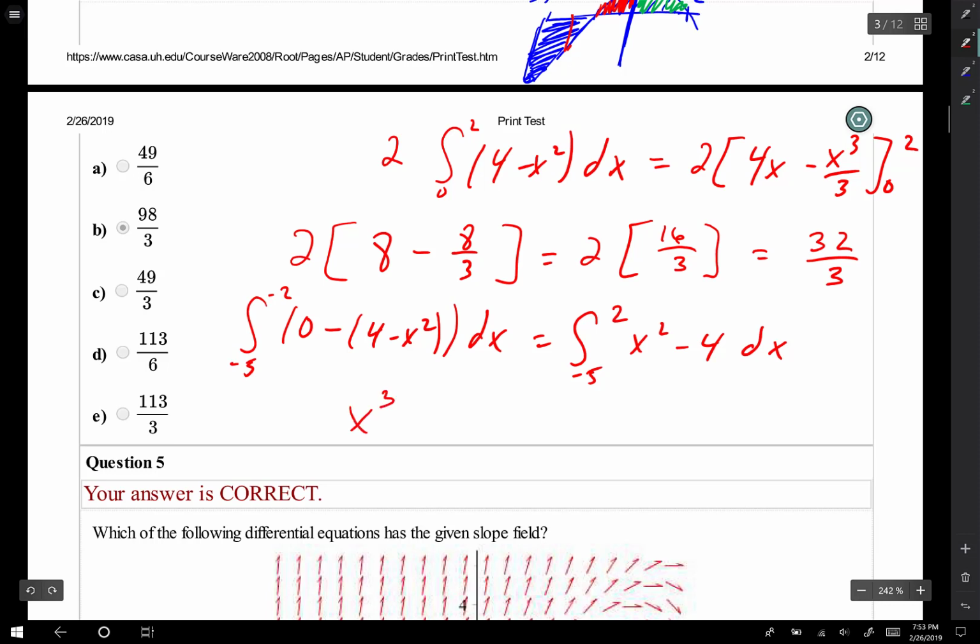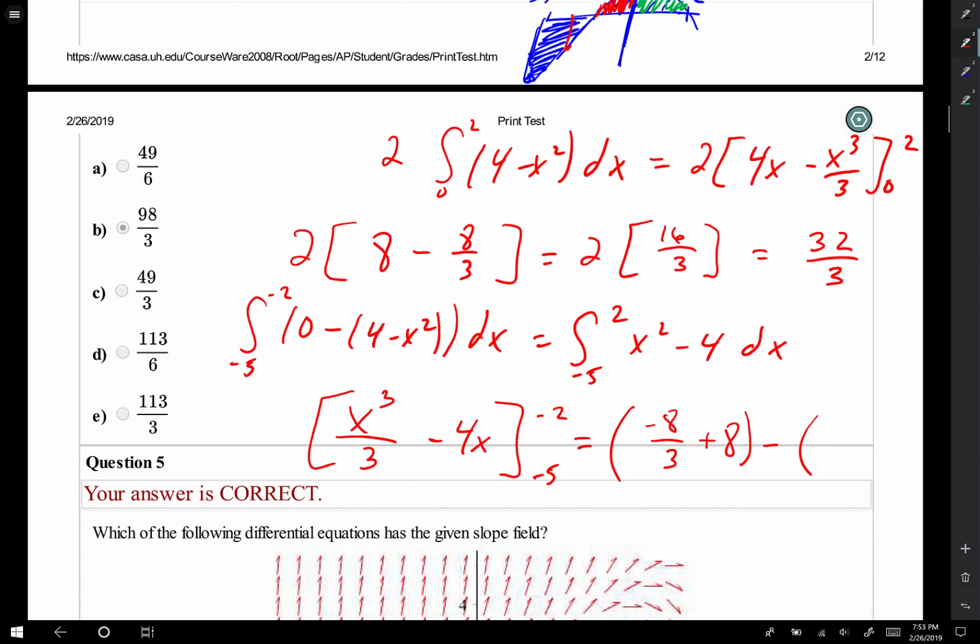So I have x cubed over 3 minus 4x, and I'm evaluating this from -5 to -2. Let's plug in a -2. -2 to the third power is -8 over 3. And then 4 times -2 is -8, but I have a negative there, so plus 8. If I plug in a -5, -5 to the third is -125 over 3. And then 4 times -5 is -20, but with the negative in front, negative times a negative is a positive, so plus 20.